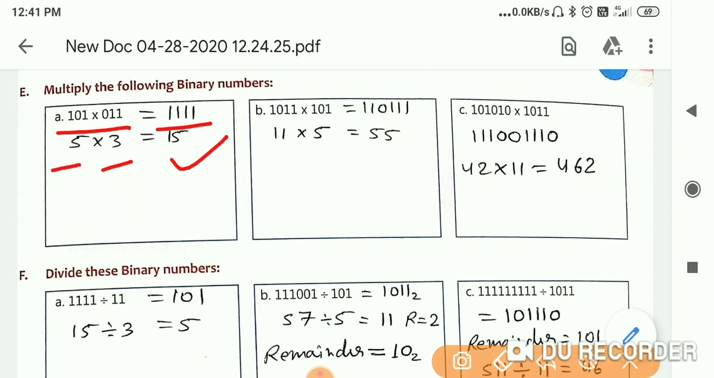The second one is 1011 multiplied by 101. It becomes 110111, and you can tally this in this way. 11 into 5 becomes 55 in decimal number.